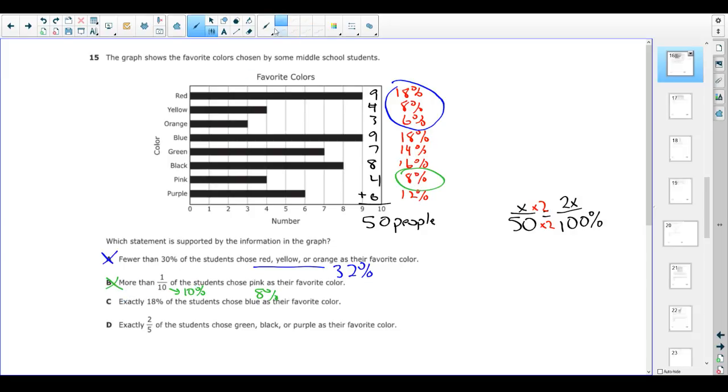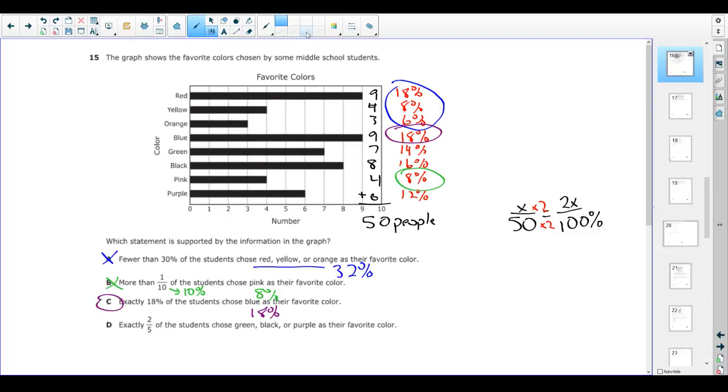Answer choice C. Exactly 18% chose blue as their favorite color. So here we go, we look at blue. Blue is at 18%. If I had thought more about this, I could have matched these colors up better, but whatever. And that looks pretty correct.